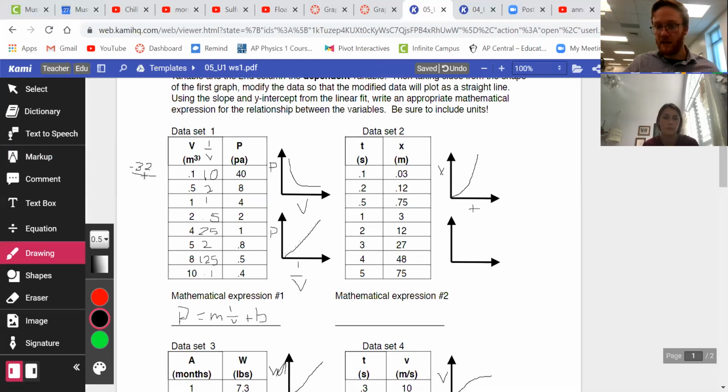2 minus 10 is negative 8. 32 divided by 8 is 4, and then the negatives cancel. You following so far? You said 8 minus 40? 8 minus 40 is negative 32. Okay. And 2 minus 10 is negative 8.